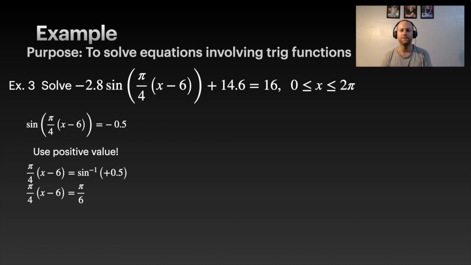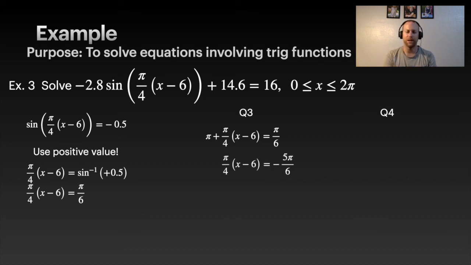Sine is negative when we're in quadrant 3 and quadrant 4. We need to take this equation and adapt it. The pi over 4 times x minus 6 was the part inside the sine function, and that's the one we need to adjust. So in quadrant 3, it's pi plus that side. We're going to solve for x: subtract pi, divide by pi over 4, add 6. Here we go, x equals 8 over 3.